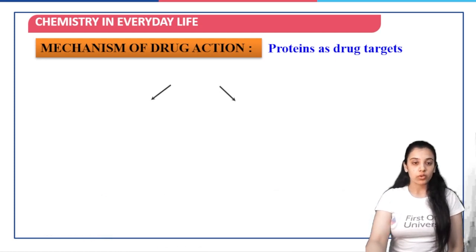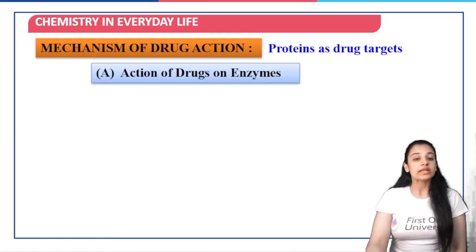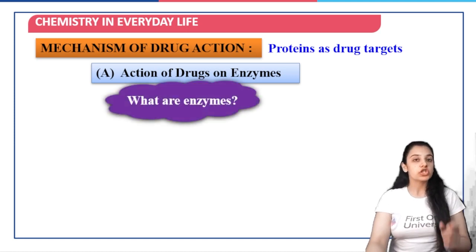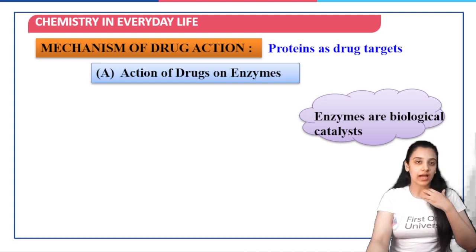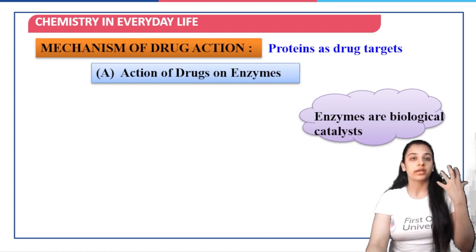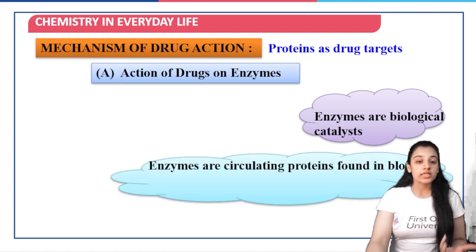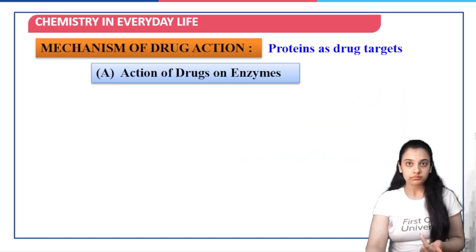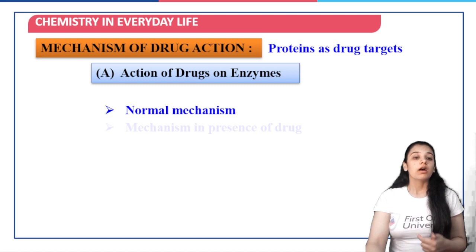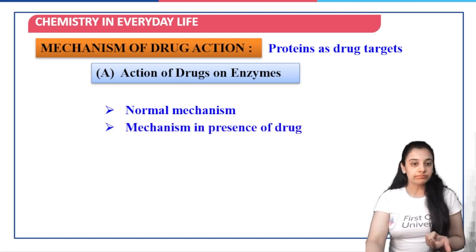Proteins are one of the macromolecules of biological origin and they perform various functions in the body. Now, what is the action of drugs on enzymes? First of all, what are enzymes? Enzymes are biocatalysts, which are biological catalysts that catalyze a lot of reactions inside our body. Now enzymes are circulating proteins which are found in the blood. Now there could be a normal mechanism.